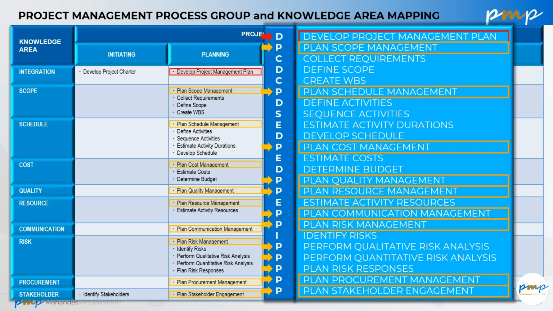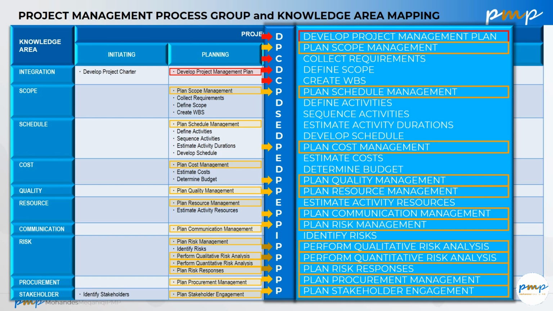By the way, for stakeholder, it is engagement and not management. For the 3 P's remaining, which are in the risk management knowledge area, these 3 P's are perform qualitative risk analysis, perform quantitative risk analysis, and plan risk responses.